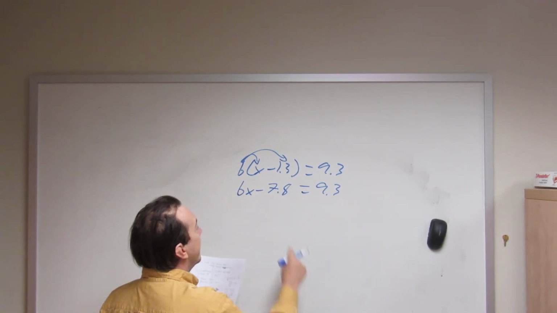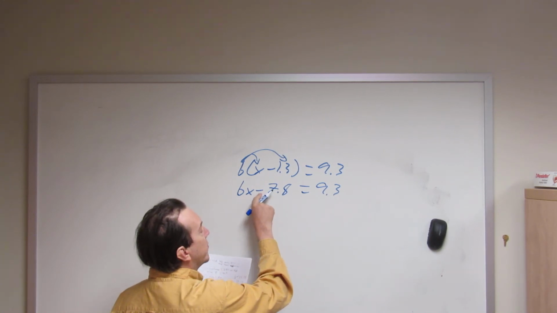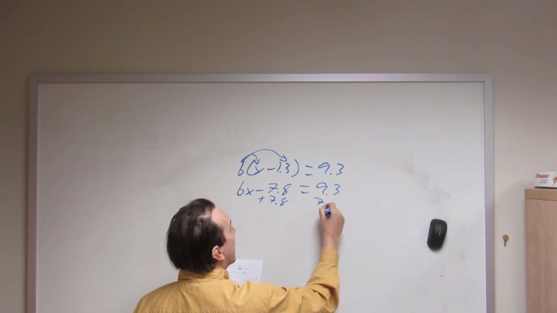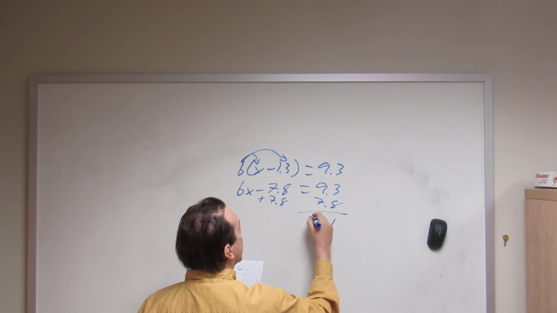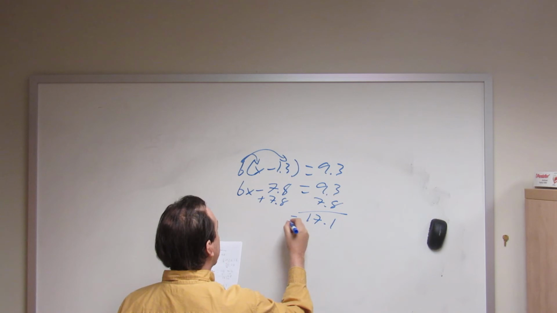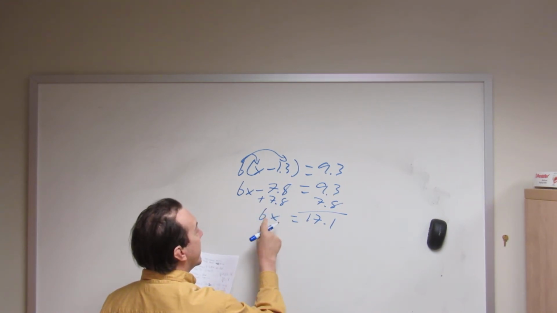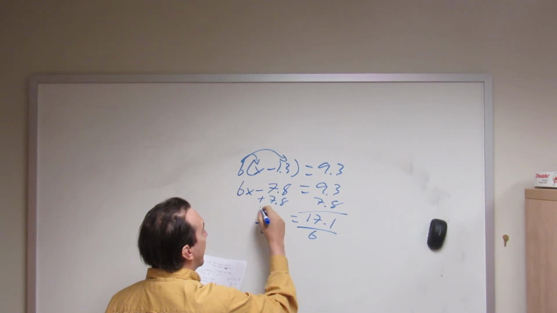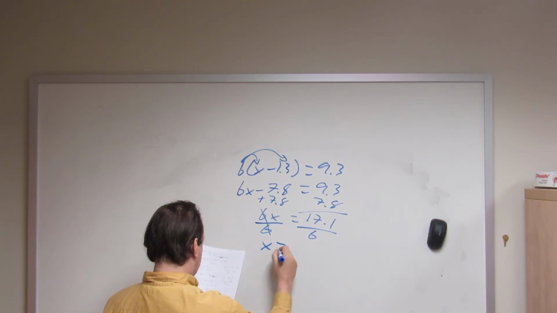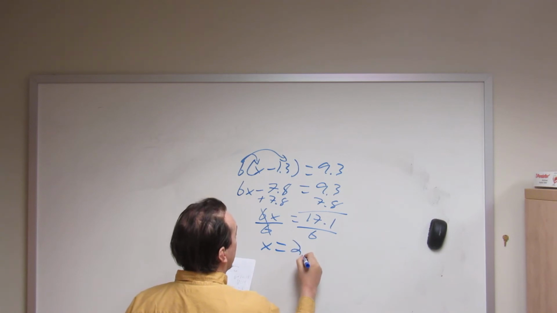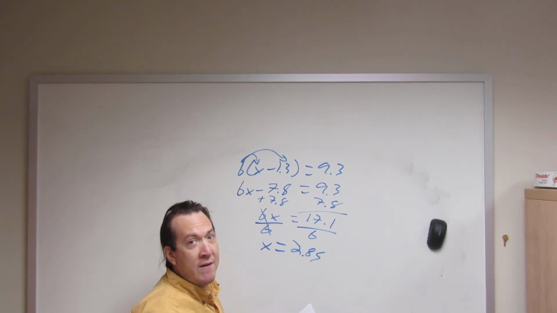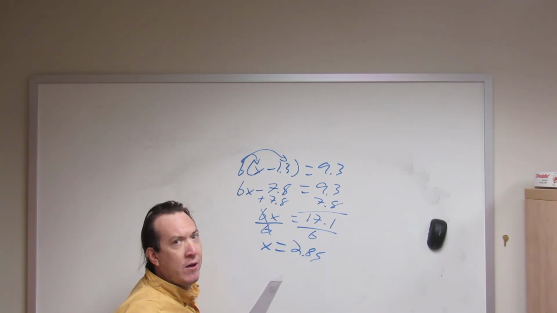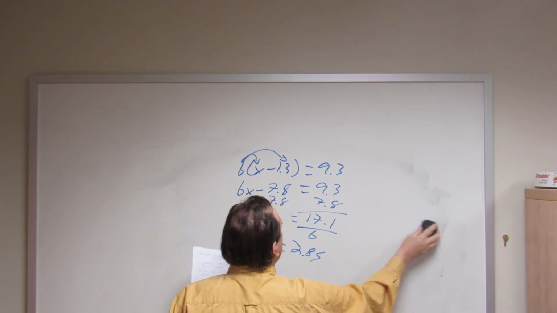Now we just solve. Because we have minus here, we're going to add 7.8, so 17.1 equals 6x. We're multiplying here, so we're going to divide both sides by 6. These cancel. X equals 2.85 when you work that out. You will have to divide that out using long division.